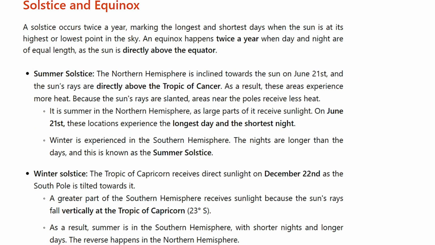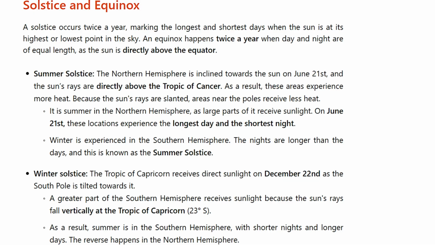Solstice and equinox. A solstice occurs twice a year, marking the longest and shortest days, when the sun is at its highest or lowest point in the sky. An equinox happens twice a year when day and night are of equal length, as the sun is directly above the equator.